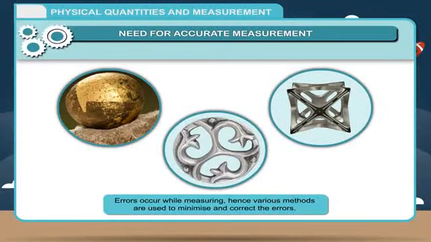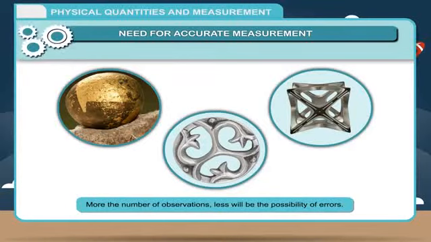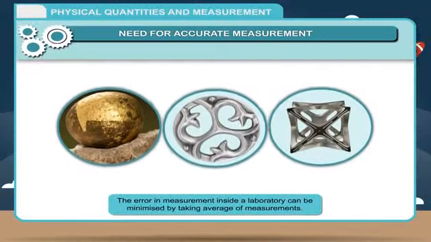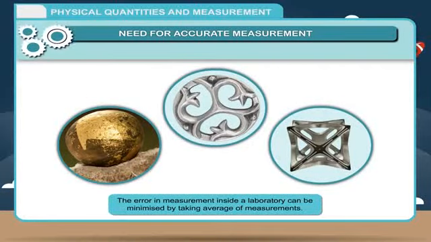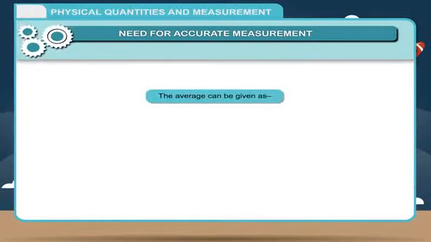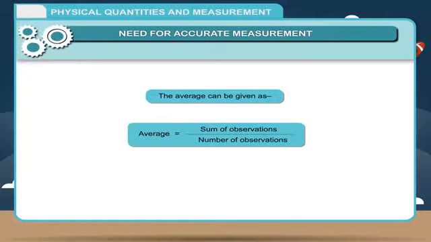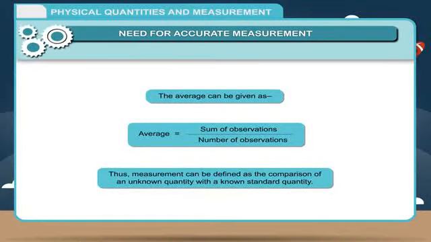Often, errors occur while measuring, hence various methods are used to minimize and correct the errors. More the number of observations, less will be the possibility of errors. The error in measurement inside a laboratory can be minimized by taking average of measurements. The average can be given as average is equal to sum of observations divided by number of observations. Measurement can be defined as the comparison of an unknown quantity with a known standard quantity.